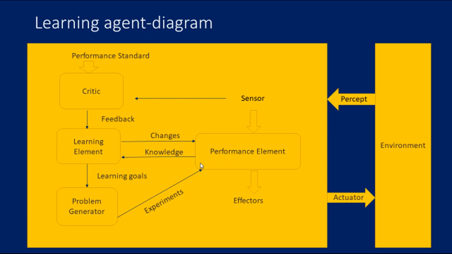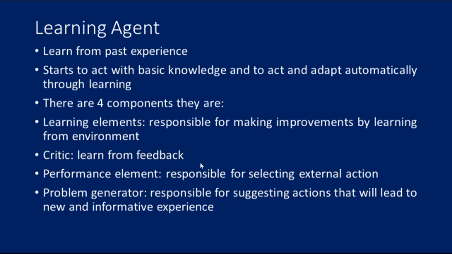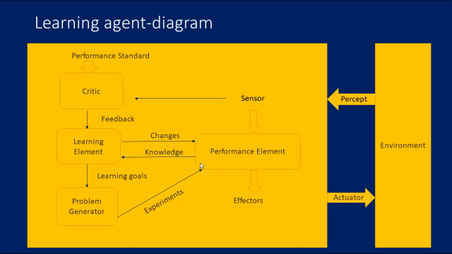The critic's output is feedback. The learning element's output is learning goals. The problem generator's output is experiments. The learning goals lead to changes in the performance element. What is the performance element? We know it is responsible for selecting external actions. From the learning element it gets a learning goal, and from the problem generator it gets an experiment, and that experiment is passed to the performance element.